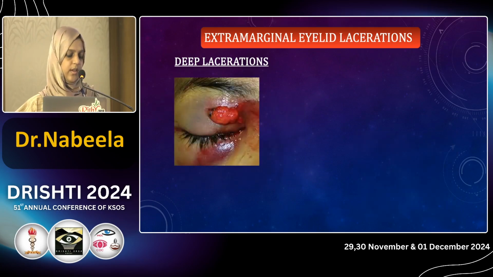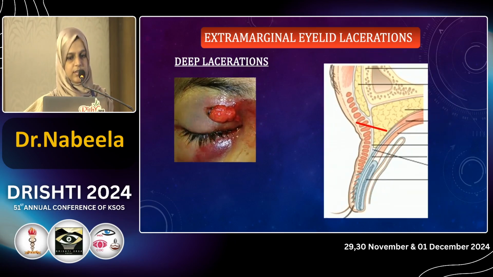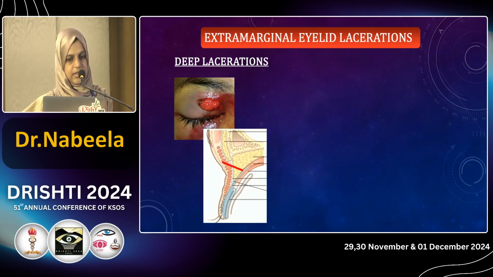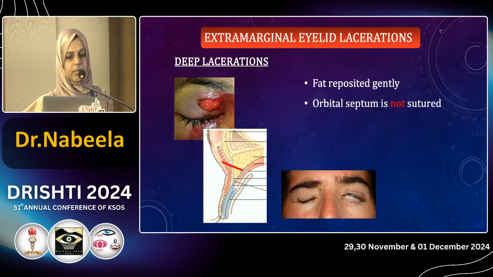So now you can have wounds like this where you have an orbital fat prolapse. So once you get wounds like this, one thing you have to remember is that at least the orbital septum has been breached. So in these cases, the fat must be cleaned and reposited gently, and the orbital septum is not sutured because it may result in a lid retraction and lagophthalmos.